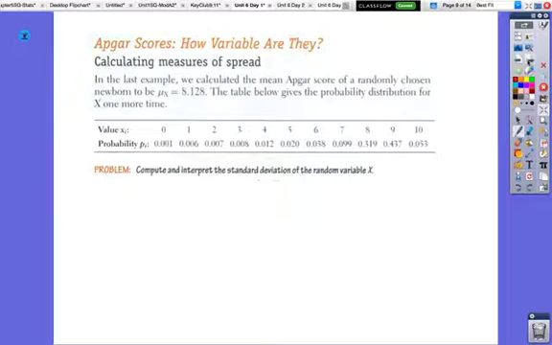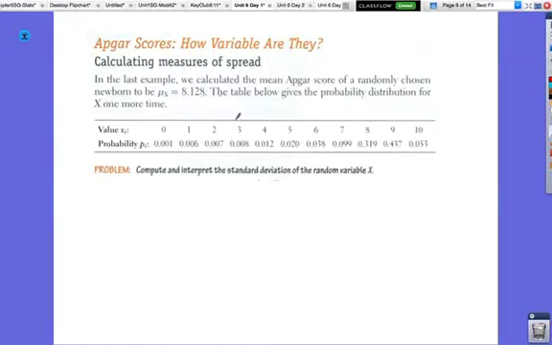So again, looking at APGAR scores, this time we want to calculate measures of the spread, so that would be the standard deviation and the variance. And so in the last example, we calculated the mean APGAR score of a randomly chosen newborn to be 8.128. The table below gives the probability distribution for x one more time, and we want to calculate the standard deviation of the random variable x.